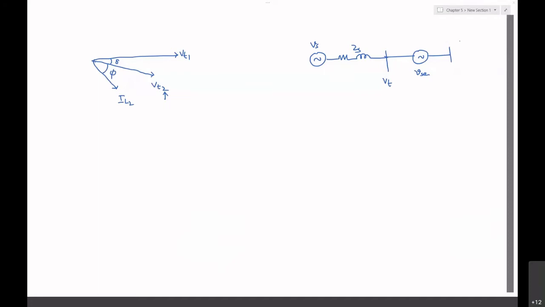This is the voltage of a sensitive load which has been connected. This is a sensitive load. We are improving the voltage at the point of common coupling by a device which is connected in series. We will come back to what kind of device it should be.